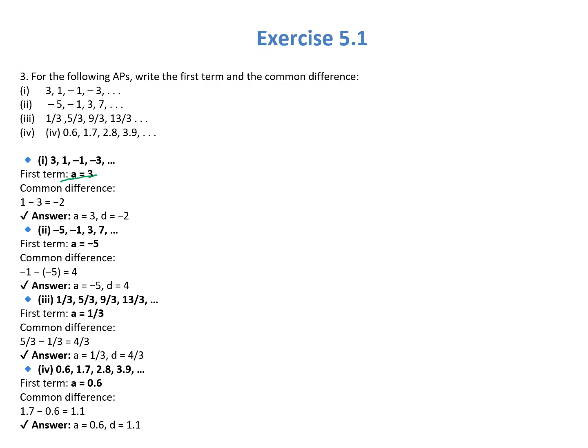This is a constant difference. So the second term is minus 5 minus 1. So again, the first term is minus 5. The common difference is minus 1 minus minus 5, which is equal to 4.